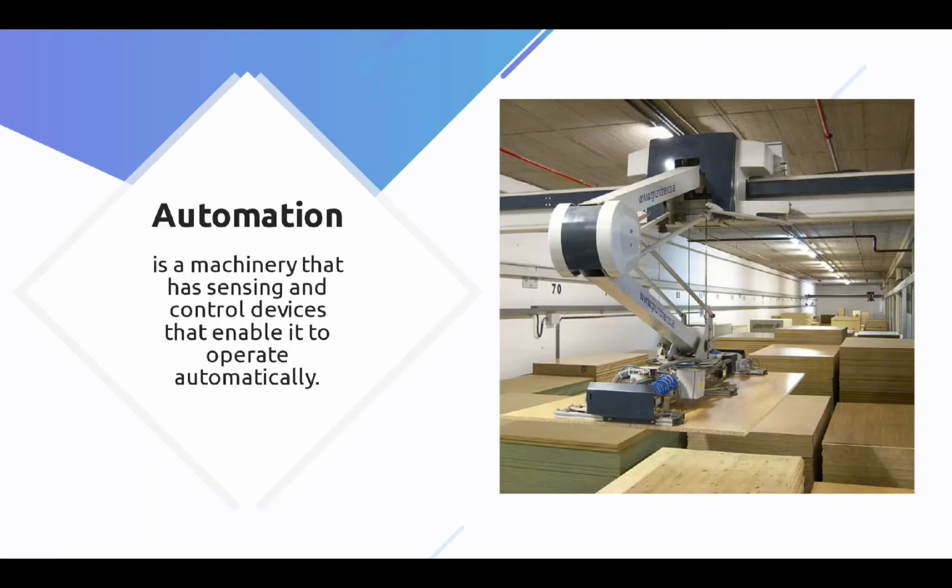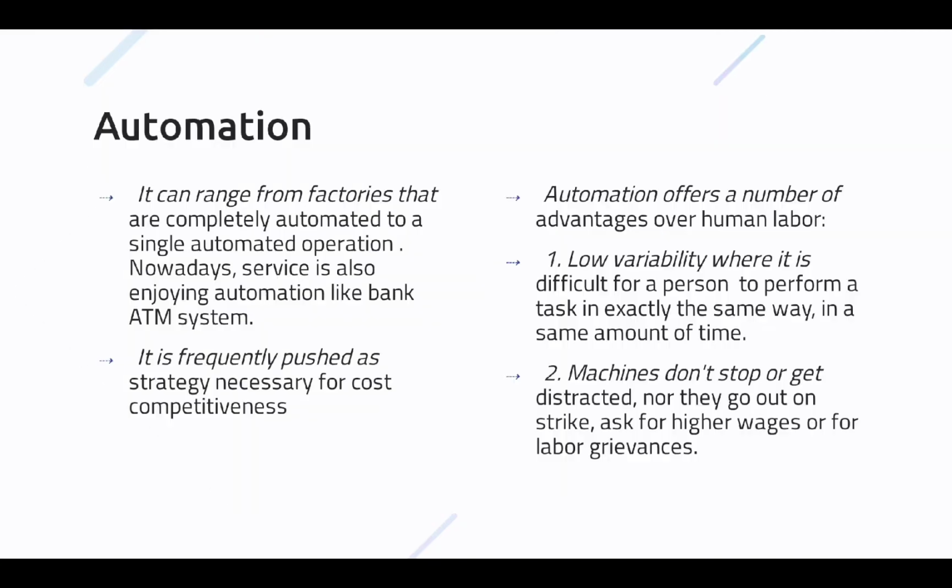Automation. It is machinery that has sensing and control devices that enable it to operate automatically. It can range from factories that are completely automated to a single automated operation. Nowadays, services are also enjoying automation, like banks' ATM system. It is frequently pushed as a strategy necessary for cost competitiveness. Automation offers a number of advantages over human labor.